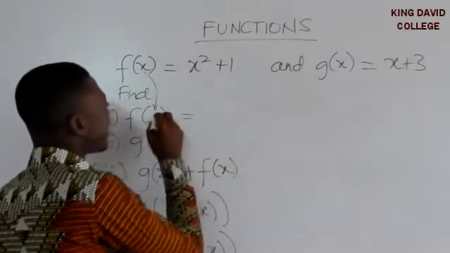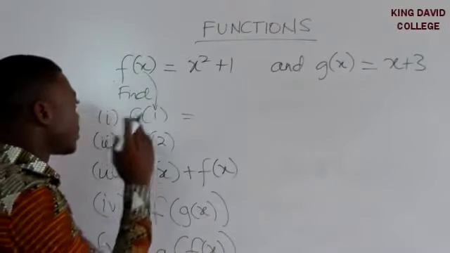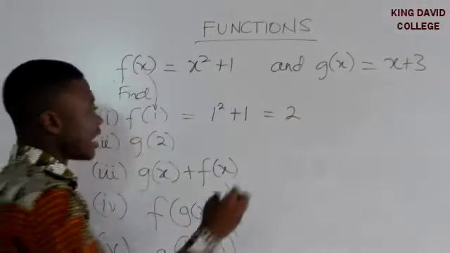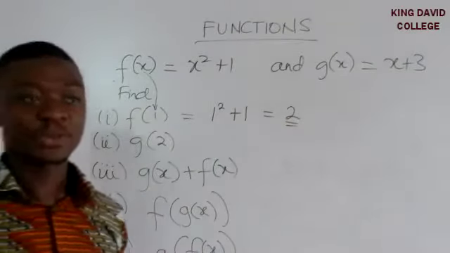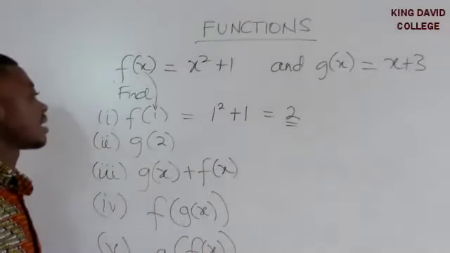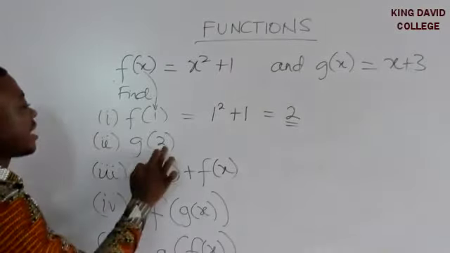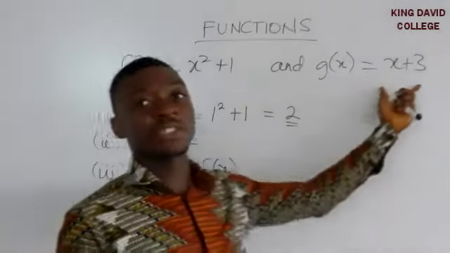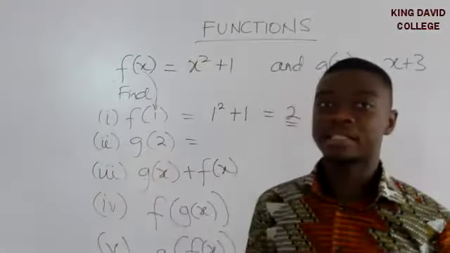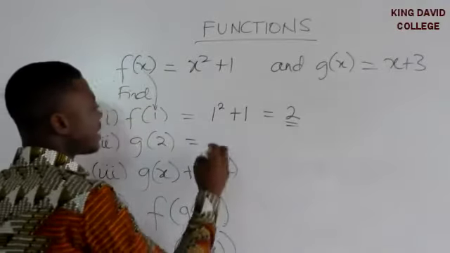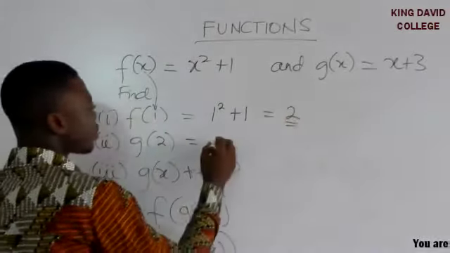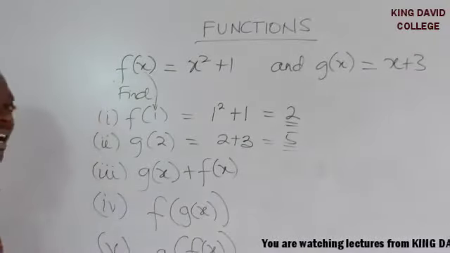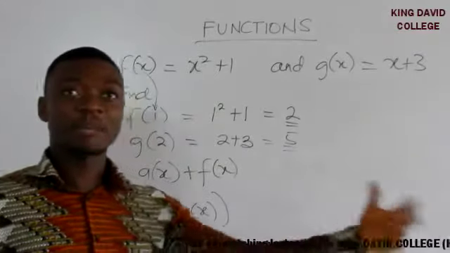So anywhere you see x in the expression, you are going to put in 1. This is going to be 1 squared plus 1, and that is going to be 2. So the answer they are looking for for f of 1 is 2. As simple as that. Then the second one is the same idea as (i). We are finding the image of 2 under the given g of x function. So anywhere I see x in g of x, I just put in the input, 2. So 2 plus 3, and that is going to be 5. That simple. So (i) and (ii) are just the normal tasks we performed in our previous videos.